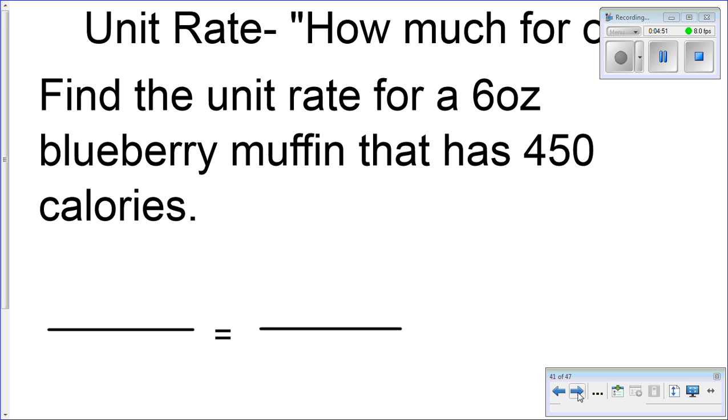All right. Find the unit rate for a 6-ounce blueberry muffin that has 450 calories. So find the unit rate, which means how much for one, how much for 1 ounce of blueberry muffin. So I'm comparing ounces and calories, but I'm asking how many calories per ounce. If you think about it the other way, how many ounces per calorie, our answer wouldn't make sense. I'll explain that at the end.